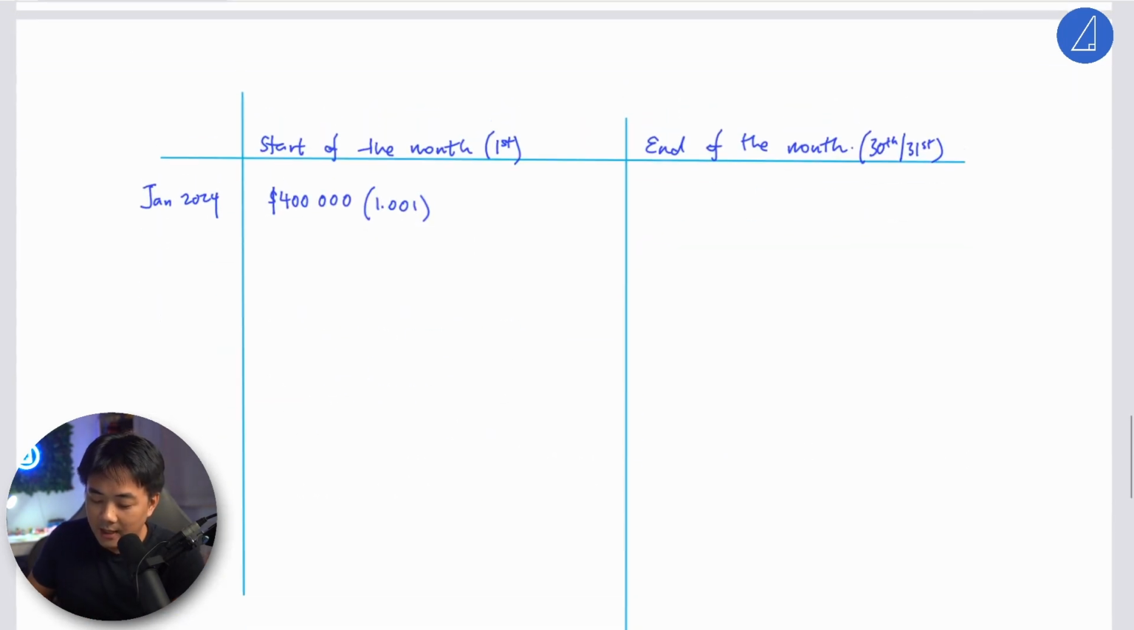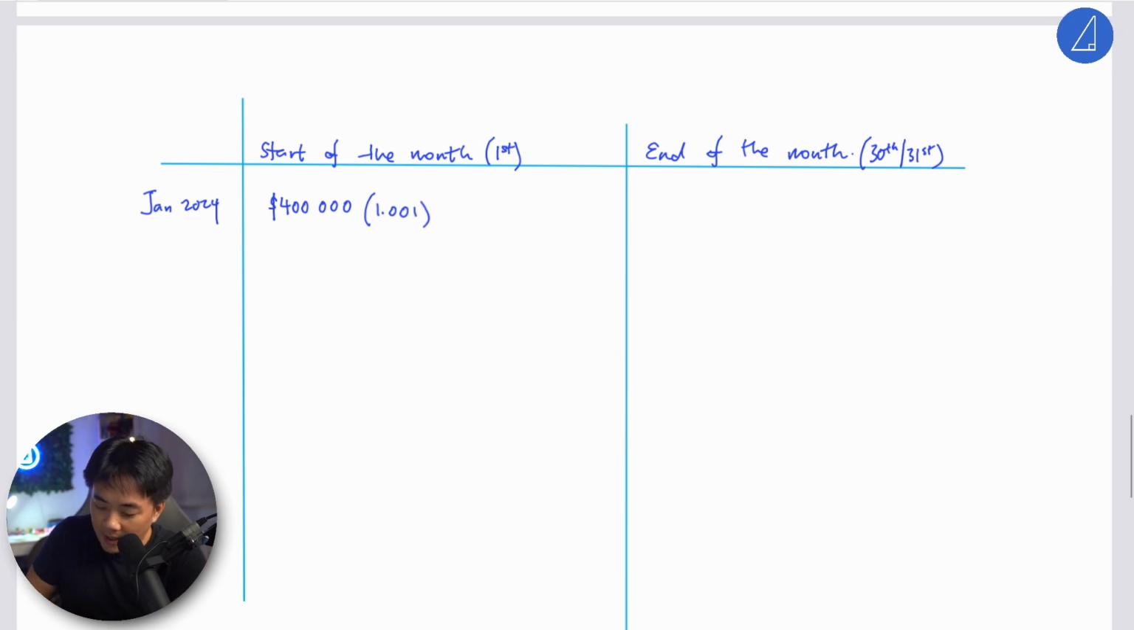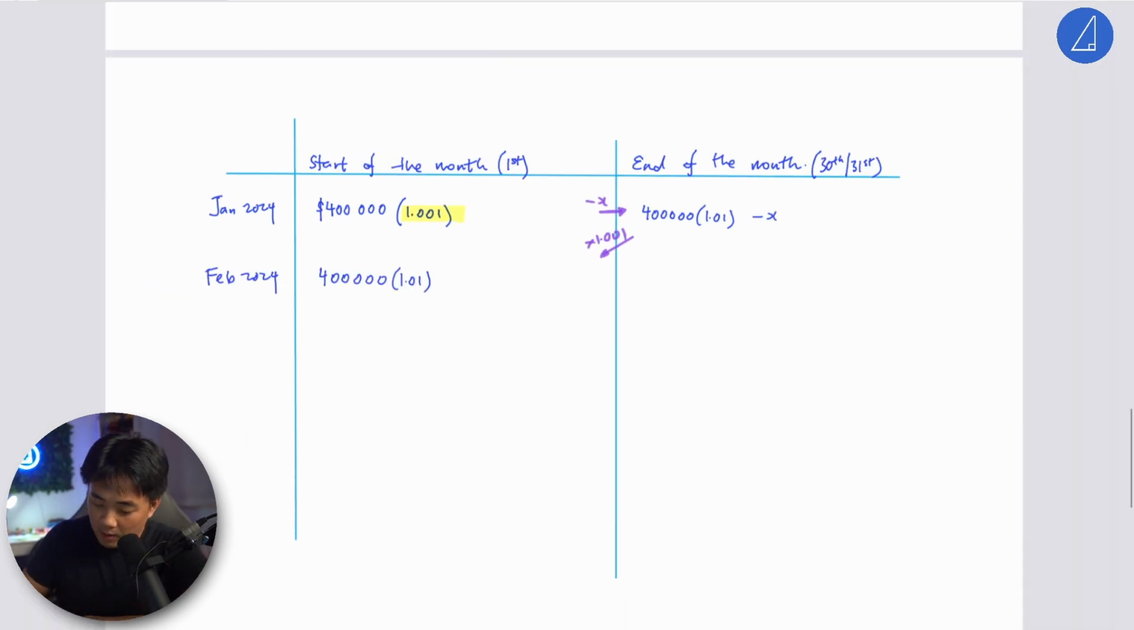You add the interest. After which you're told that she paid a repayment of x, so essentially this will be minus x. So the amount owed initially is charged with interest, then you minus off x. Same thing, go down to the next month, you just multiply by 1.001. So this will be February 2024. So when you apply the interest, remember when you multiply this, some students will just apply it to the front.